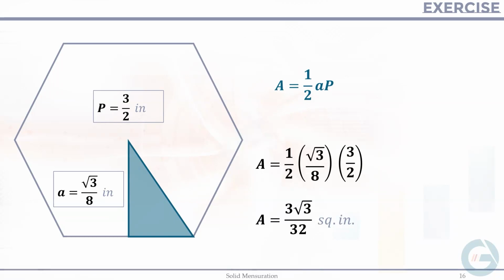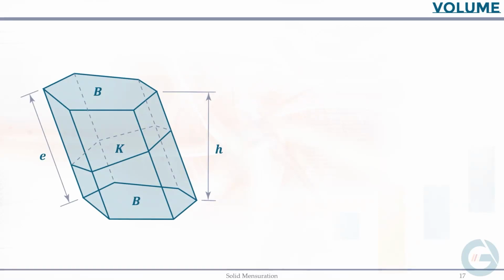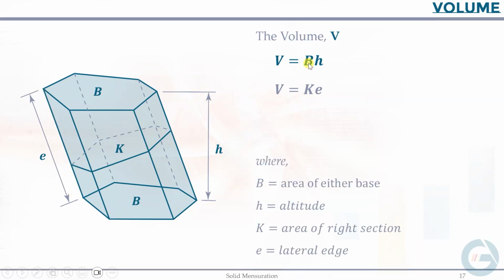Now we can calculate the volume of the solid. Here we have an example of a prism, and to calculate its volume, we have this general equation: volume equals base times height. This is the base and this is the height of the prism. Another formula uses the right section times the lateral edge, but we'll use base times height since the given problem does not have a slant edge.